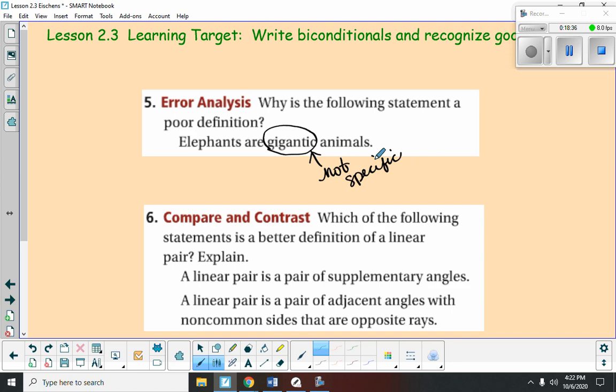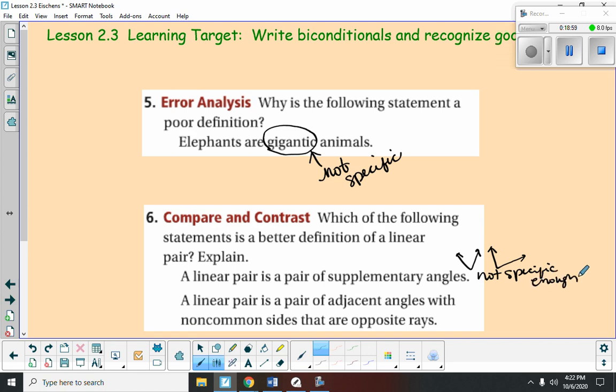So a linear pair, it is true they're supplementary angles. However, you remember we can have supplementary angles. These 2 add up to 180, but they're not a linear pair. So this is not specific enough. Because I can give a counterexample.